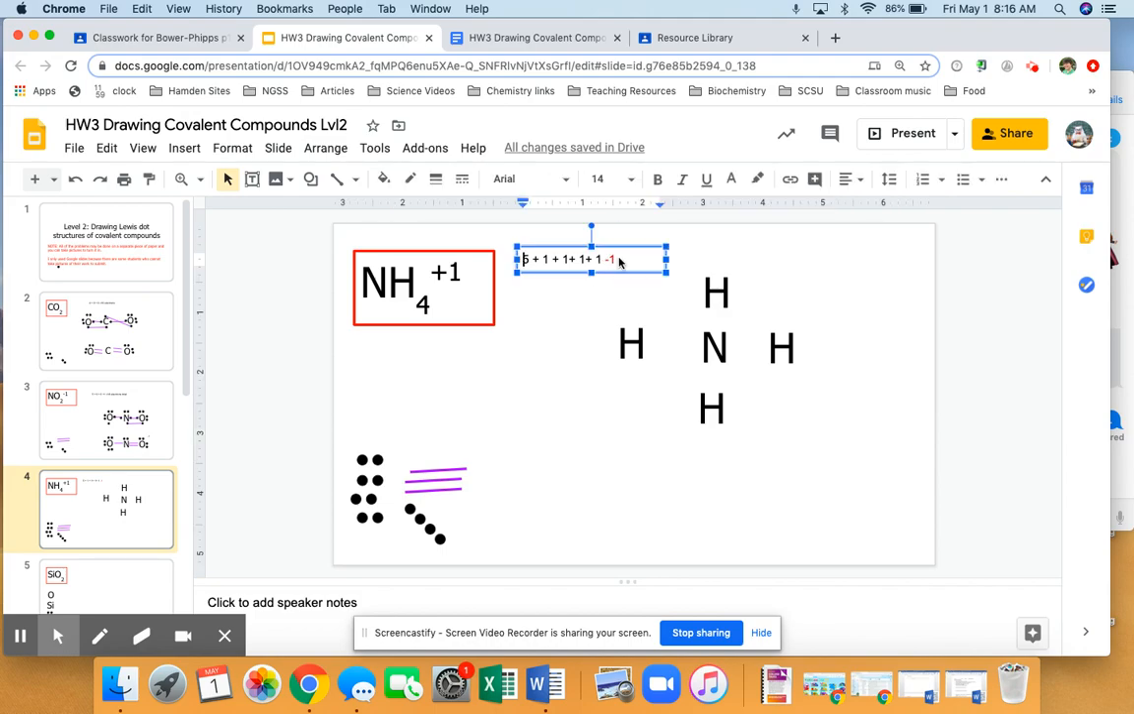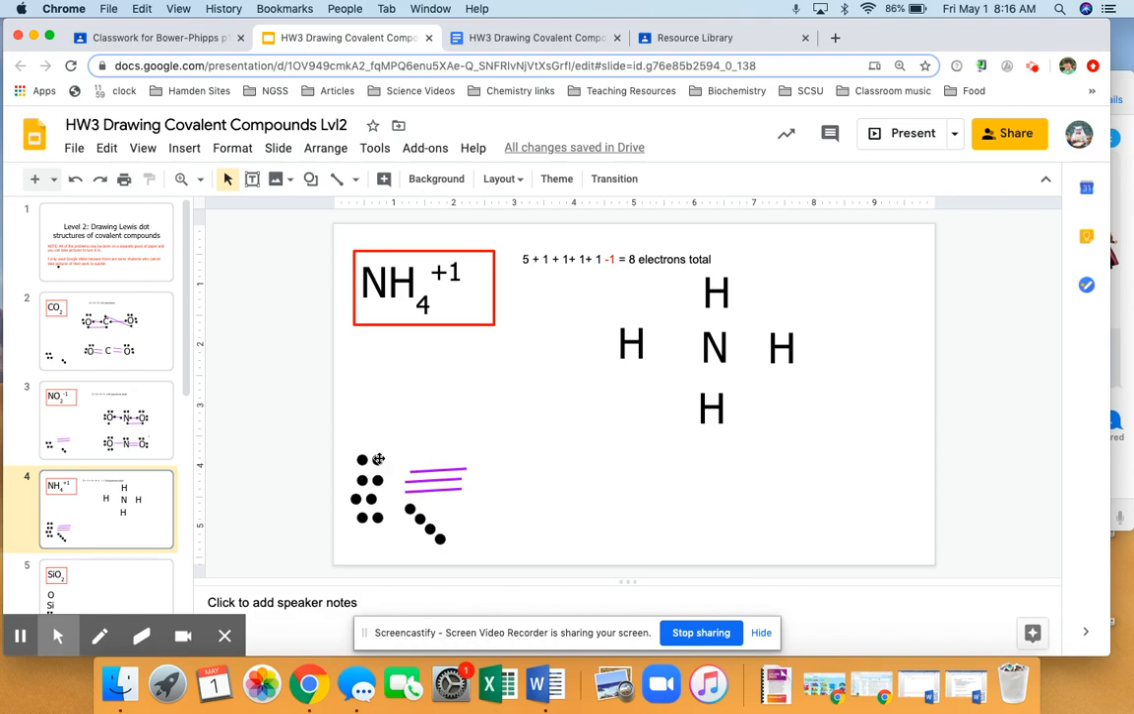So now as we're keeping track of our total charge, we have 5, 6, 7, 8, 9, -1 is 8. So our total electrons are going to be 8 electrons total. So let's start placing them.